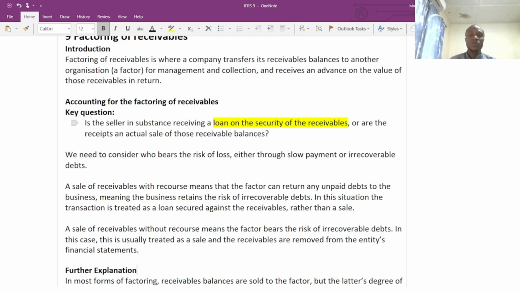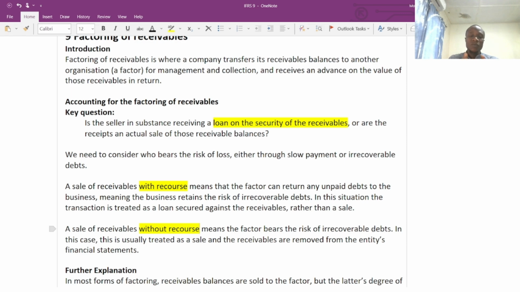A sale of receivable without recourse means, let me underline, with recourse. Without recourse. The sale of receivable without recourse means the factor bears the risks of irrecoverable debt. The factor bears the risks of irrecoverable debt. In this case, this is usually treated as a sale, and the receivable is removed from the entity's financial statement.